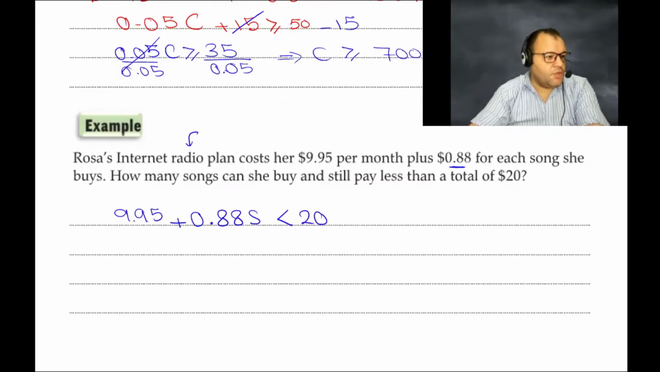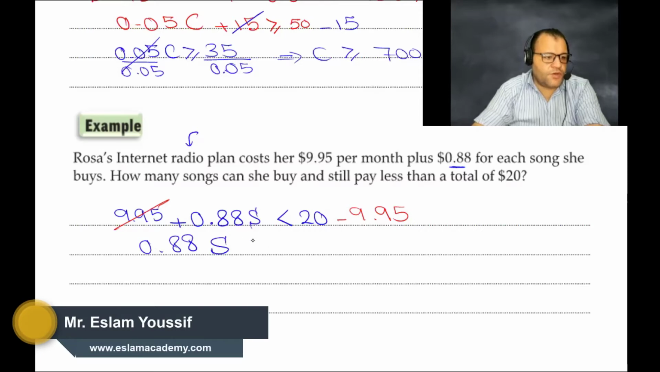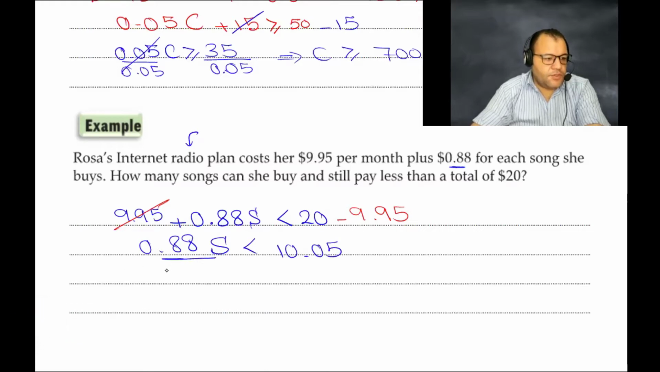Yes, sir. Okay, so how do we solve it? Minus 9.95. So 0.88 S is less than 10.05. Then divide by 0.88, divide by 0.88. So cancel now. So S is smaller than or equal to 11.42. So how many songs?